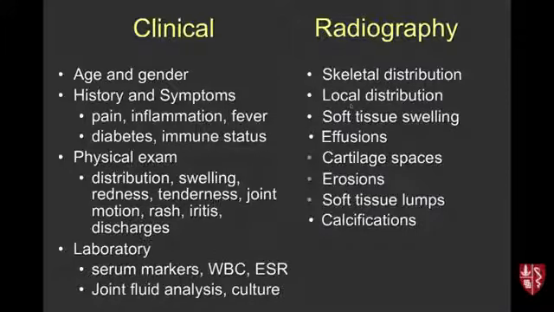What's the local distribution? Does it spare certain joints? Does it affect joints specifically or symmetrically? And the other things that Dr. Stevens touched on: soft tissue swelling, are there joint effusions that we can detect? A really important thing is, what do the cartilage spaces look like, the space between the bones, because that lets us infer whether the cartilage is normal thickness or not.